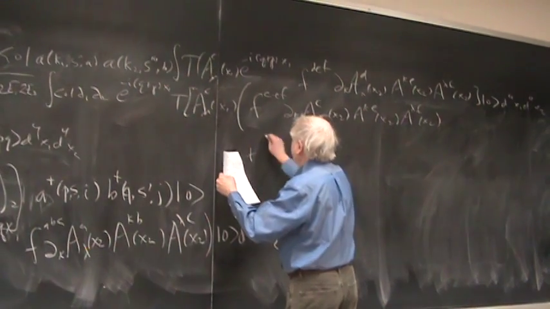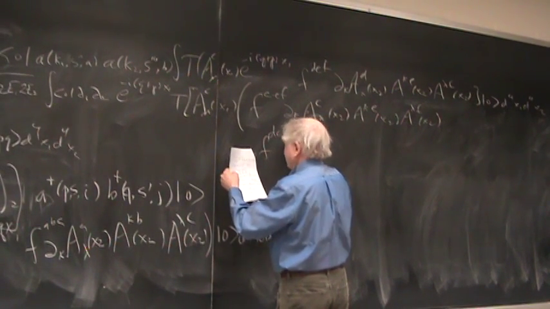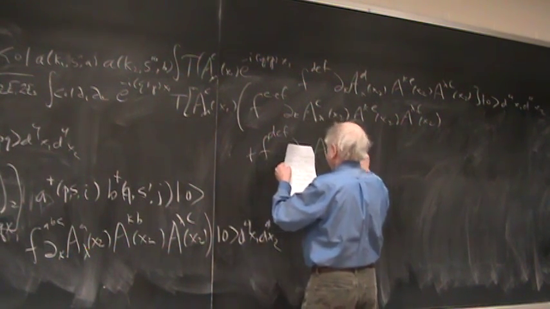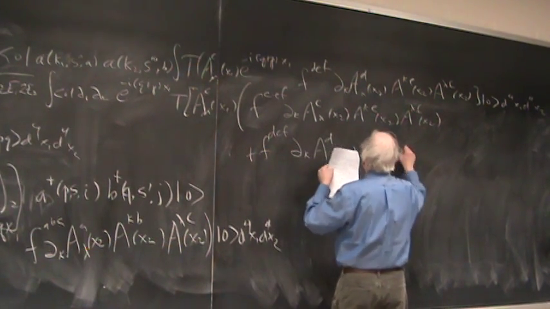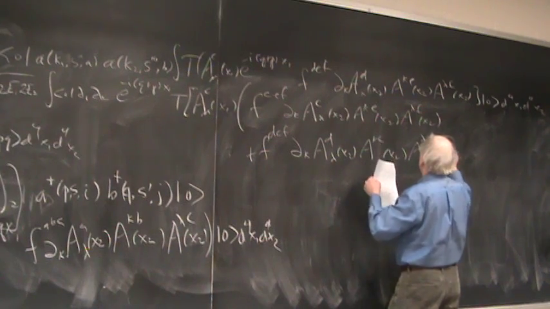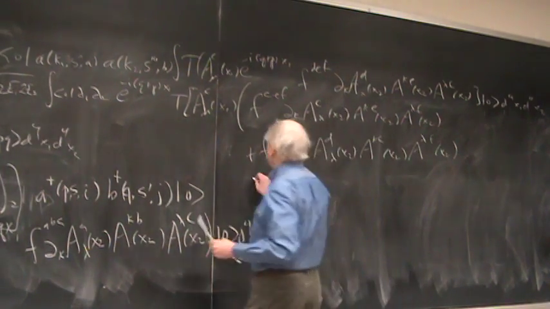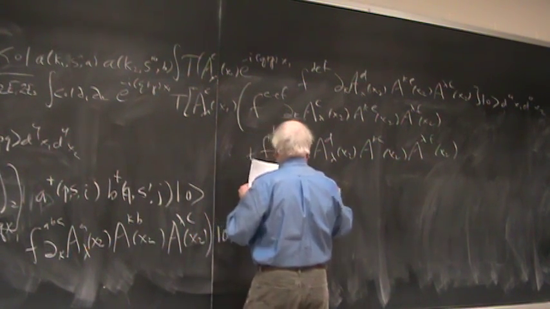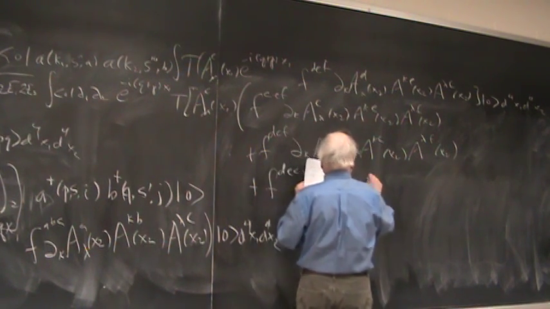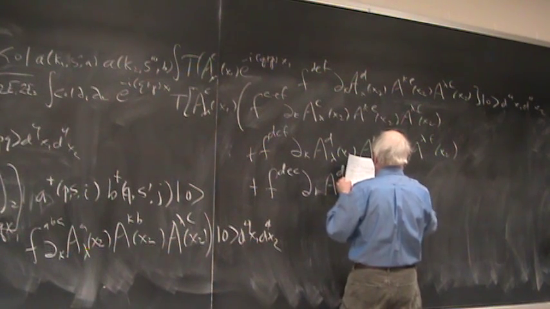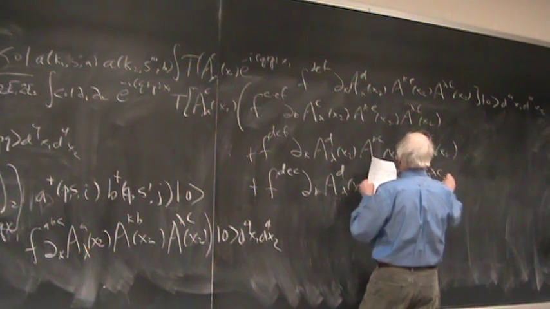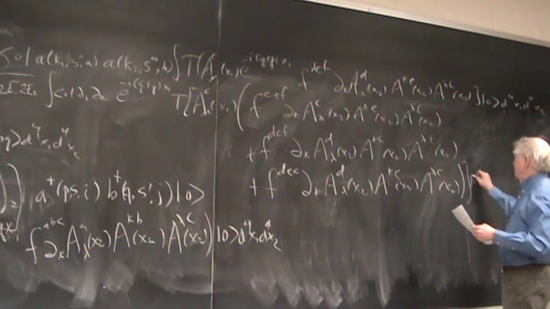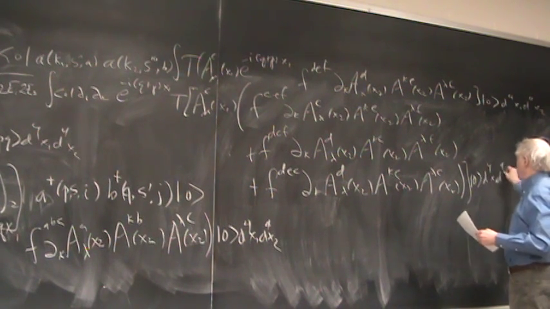And then there's an f d c f d kappa A d lambda x2 A kappa c x2 A lambda f x2. And then there's a third term, f d e c d kappa A d lambda x2 A kappa e x2 A lambda c x2. So there are these three terms, end of time ordering, vacuum, d4 of x1, d4 of x2.